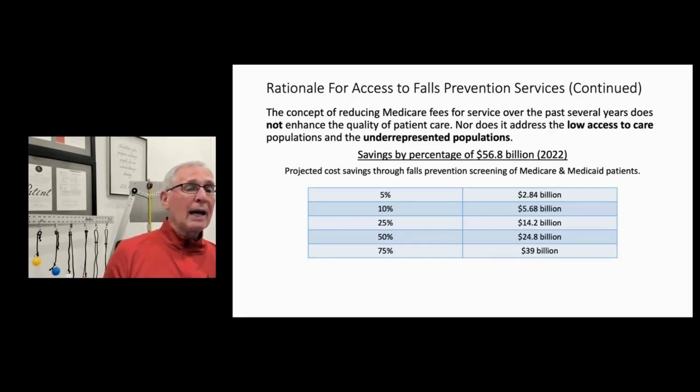If we look at the utilization of falls prevention through screening of Medicare and Medicaid patients, a simple 5% reduction results in $2.84 billion. Whereas if we can cut that down by 25%, you can see on the chart it is $14.2 billion. This money could be redirected toward research and reimbursement.